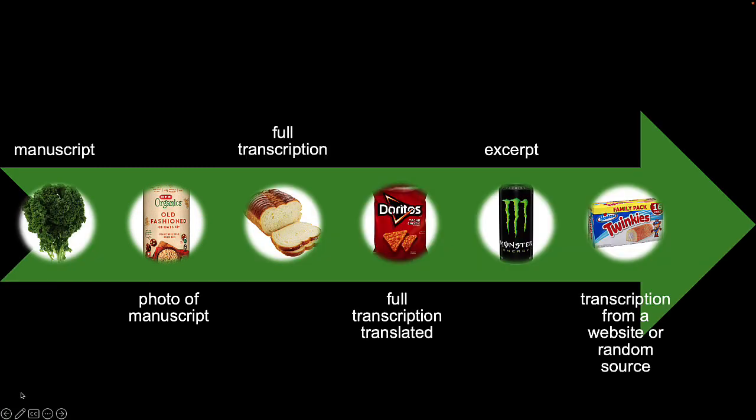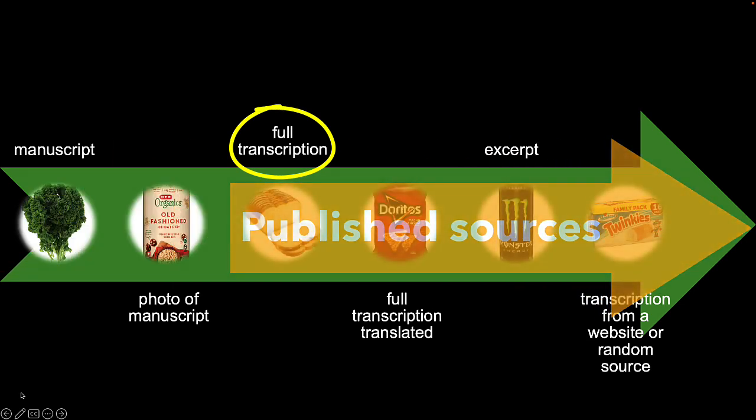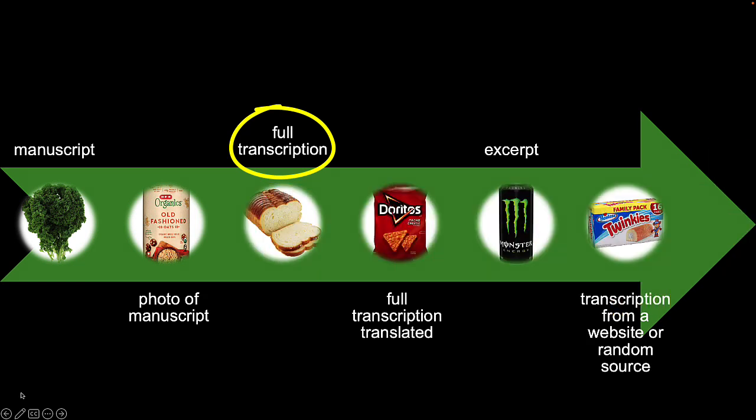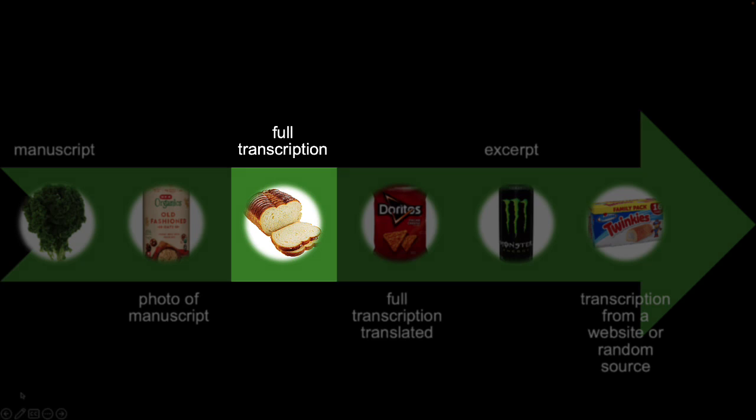One more step down the line might be a full transcription of the source. This is when we move from manuscript to published sources. The best possible published source is a full, complete transcription, right? Ideally by a reputable source and published with an academic press. More on this later. This is still pretty good stuff. This is our white bread. It's fairly natural, a bit of processing, but still pretty dang good.